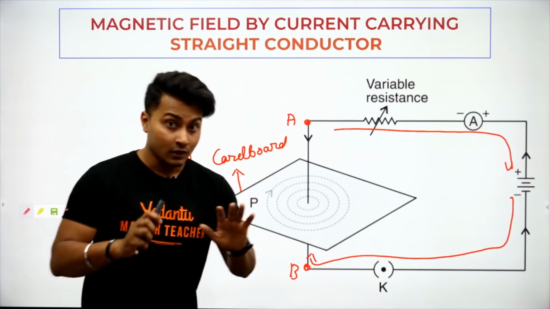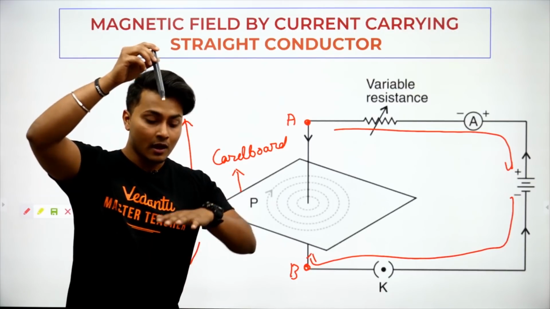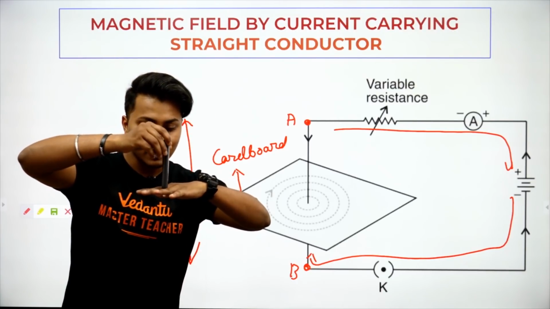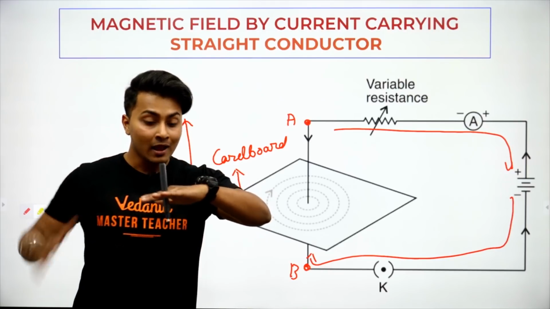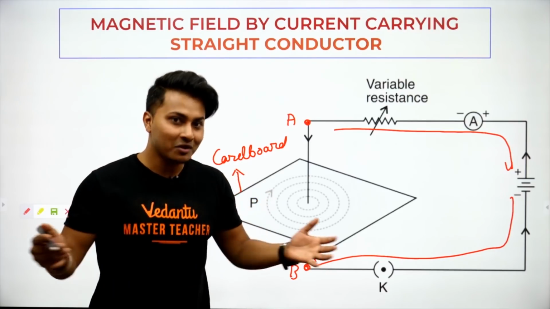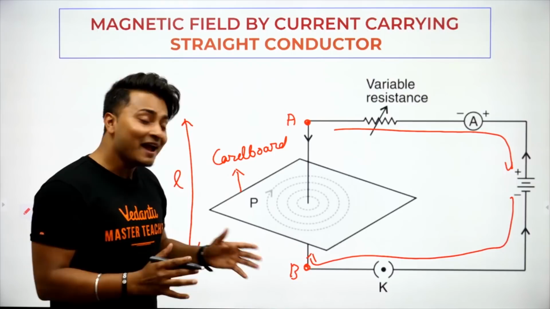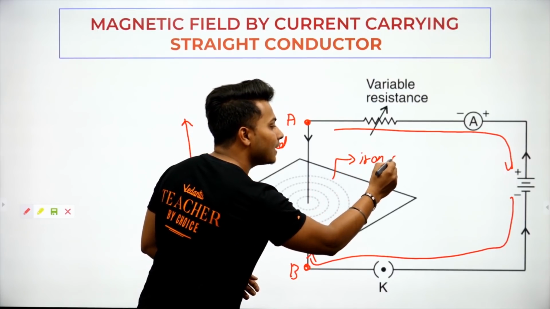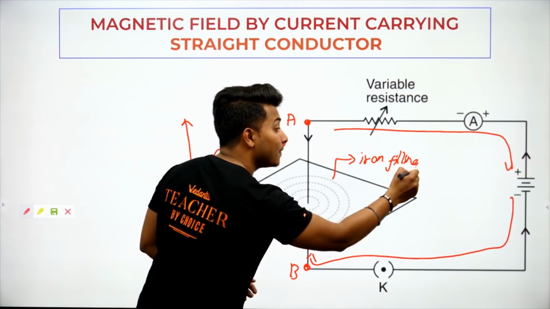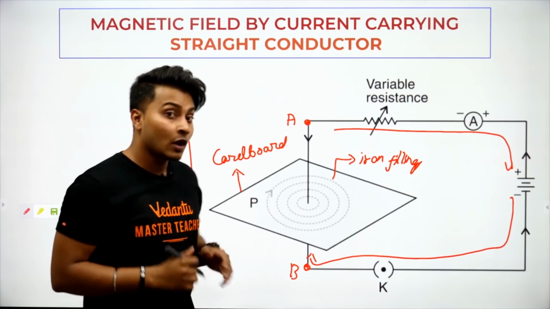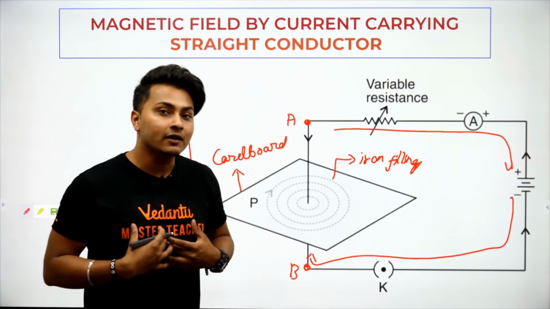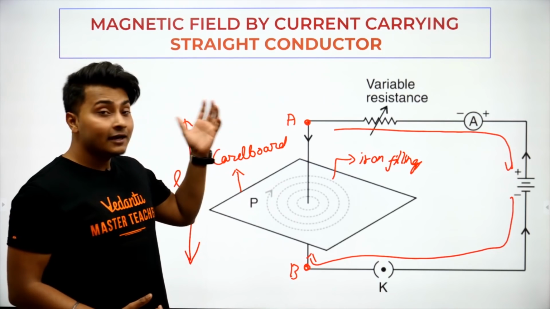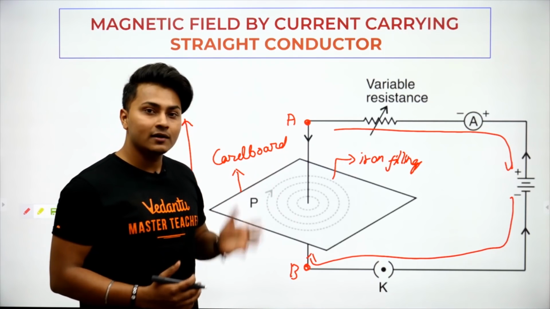Now, for example, this is the conductor and this is the cardboard. The conductor is passing exactly through the cardboard. And on this cardboard, just because we are completely jobless, we have put a lot of magnetic materials, for example, iron filings. Why iron filings? Because what we are trying to find out is whether a magnetic field is being generated by the straight conductor or not.